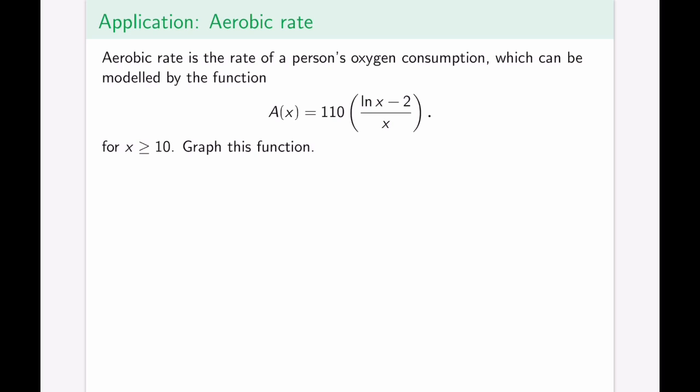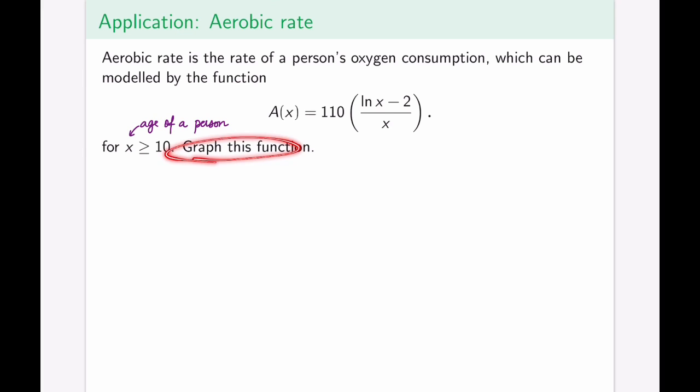For our final application in this lecture, we're going to look at aerobic rate. Aerobic rate is the rate of a person's oxygen consumption, which can be modeled by this particular function, where x is greater than or equal to 10, and x is actually the age of a person in question. We are asked to simply graph this function.